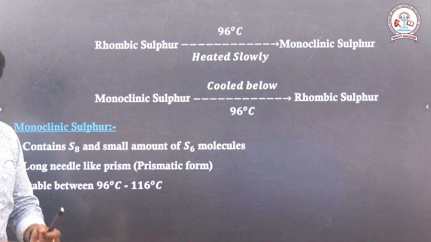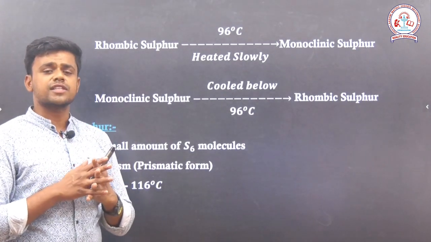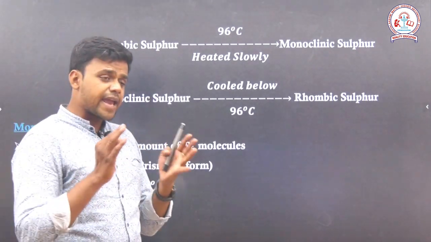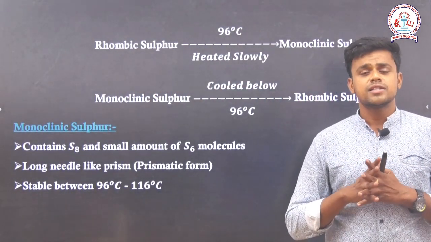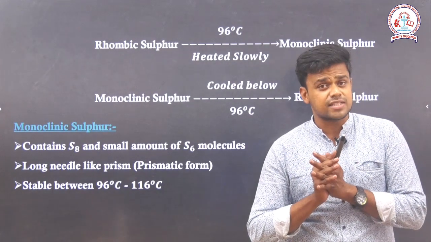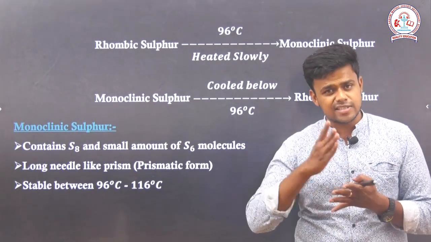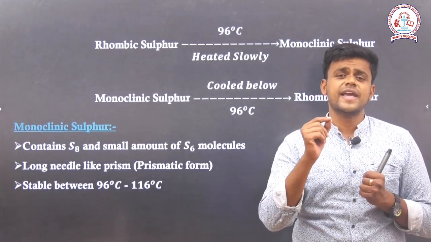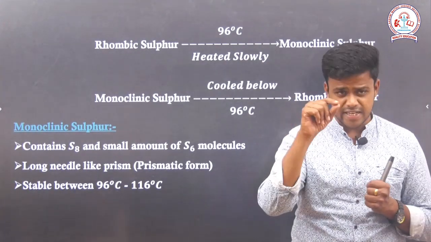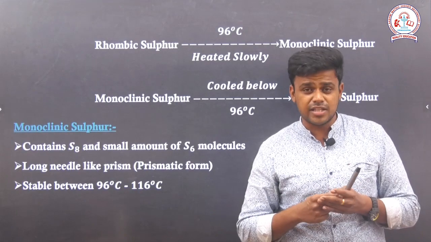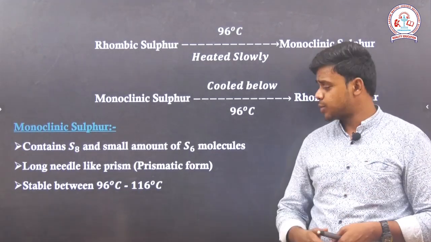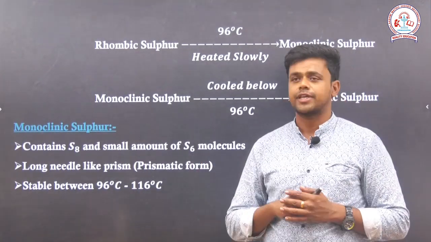In rhombic sulfur, sulfur exists in the form of an S8, which is a puckered ring. I said it as a crown. In the monoclinic sulfur, sulfur exists in two different forms, S8 and S6. S6 will exist in a small amount along with the S8 itself. And this monoclinic sulfur exists in the form of a needle-like prism, that is why it is mentioned as a prismatic form over here.